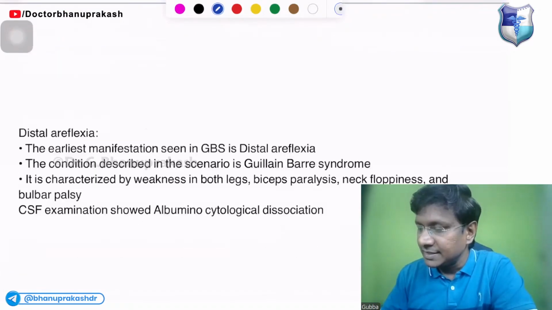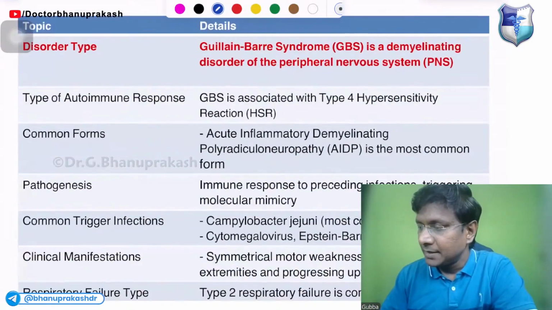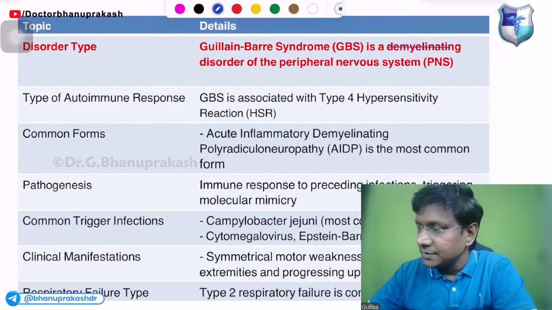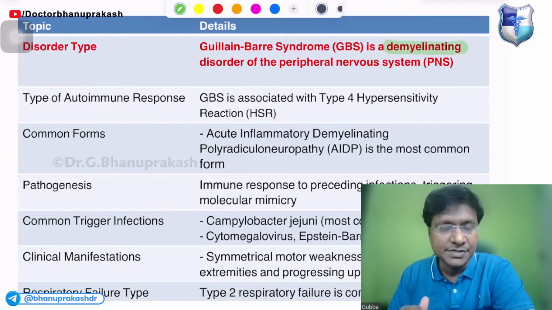Now, if you take Guillain-Barre syndrome, what exactly is it? It is a demyelinating disorder, and this demyelination is of the peripheral nervous system. You have two important demyelinating disorders in neurology: one is multiple sclerosis and the other is Guillain-Barre syndrome. Multiple sclerosis is a demyelinating disorder of the central nervous system, whereas Guillain-Barre syndrome is a demyelinating disorder of the peripheral nervous system. That is a very important difference between these two.